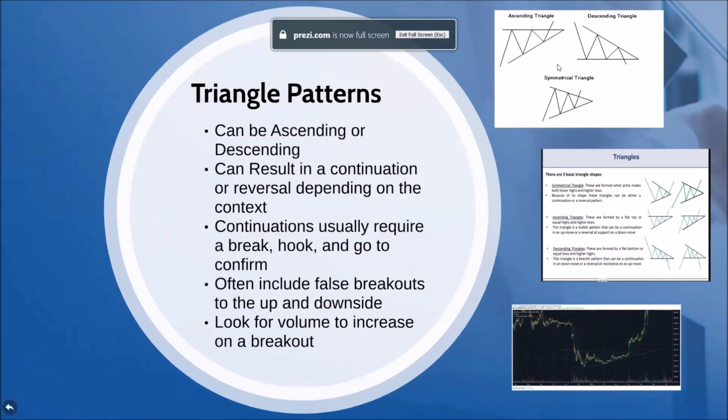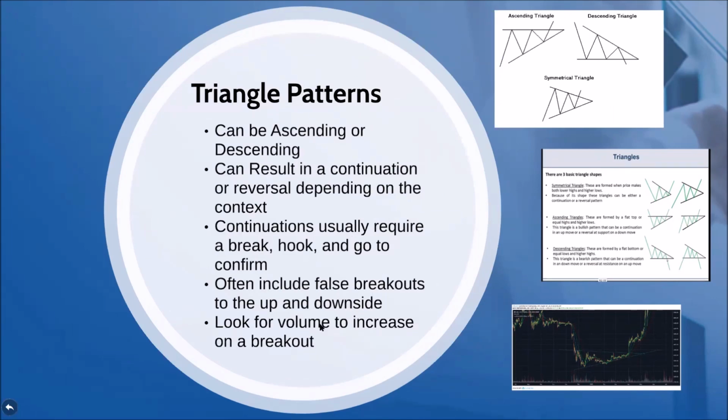They can be ascending or descending. We talked about that. They can result in a continuation or a reversal, depending on the context. Keeping in mind that wedges, being a type of triangle, tend to be reversals. But the breakout versus the entry is what makes it a continuation or a reversal, and it could be either. Continuations usually require a break, hook, and go to confirm them. And then we often include false breakouts to the up and downside. We see so much in crypto, head fakes, fakes to the downside in triangle patterns.